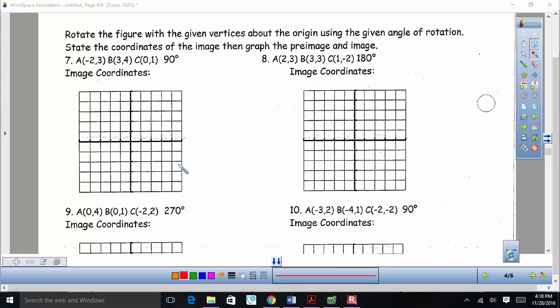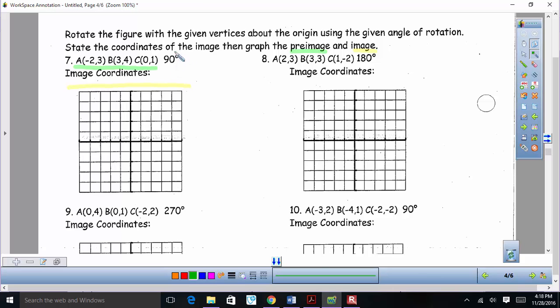Our next example is going to be number 7. So number 7 asks us to rotate the figure with the given vertices about the origin using the given angle of rotation. State the coordinates of the image, and then graph the pre-image and the image. So remember, our pre-image is our original A, B, and C. And then our image is our new coordinates. So whatever I'm going to get there.